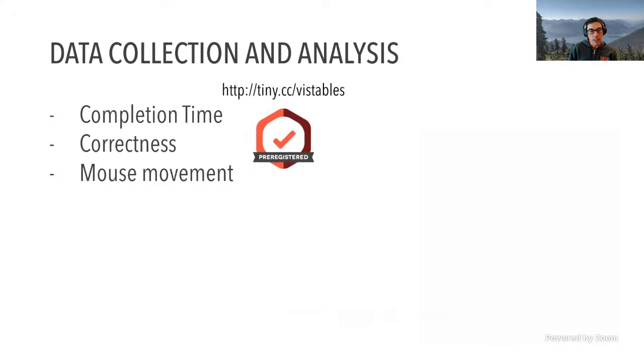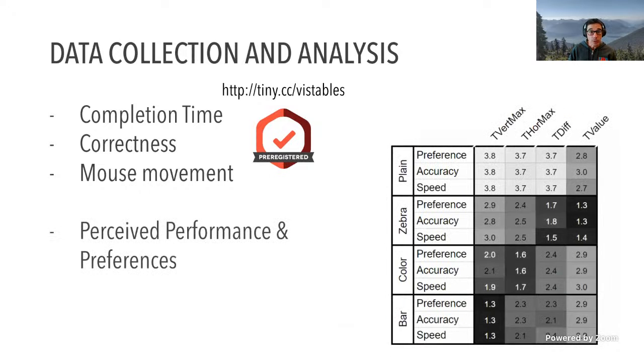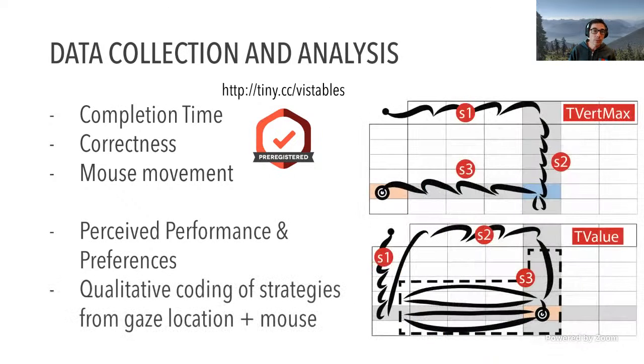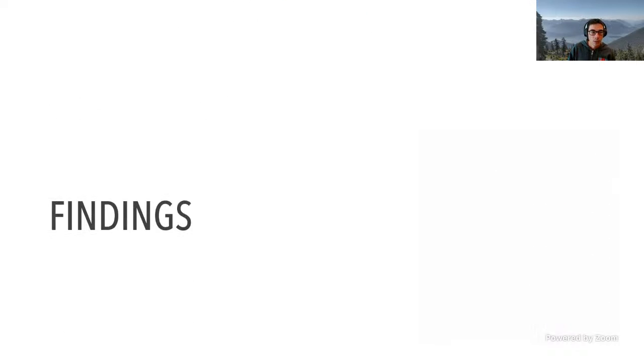So this quantitative analysis part was pre-registered with the Bayesian analysis that came with it, and you can find all those experimental details at that URL there. We also collected perceived performance and preferences for each visual aid and for each task. And to understand the performance results, we coded the participant strategies to complete each task using a combination of eye movement patterns and usage of the mouse. So that's a lot of data.